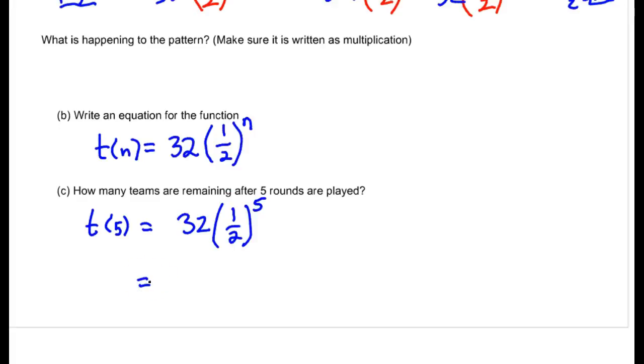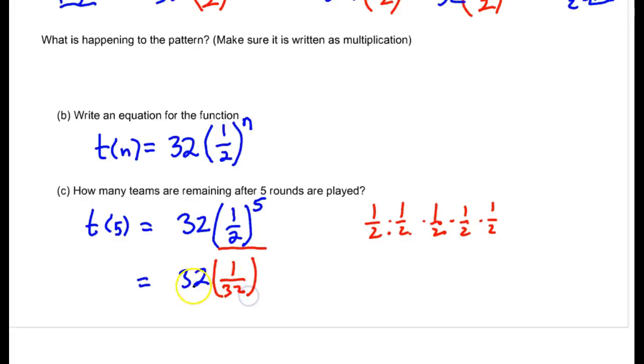And what is 1/2 to the 5th power? If you want to, go off to the side. I'll do the top. It's 1. And what's 2 times 2 times 2 times 2 times 2? You get 32, which makes sense, right? 32 times 1 over 32 equals 1. Since it's only one team left over, that's the champion team.